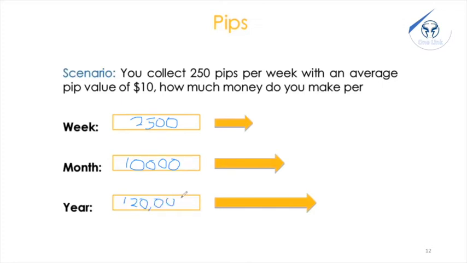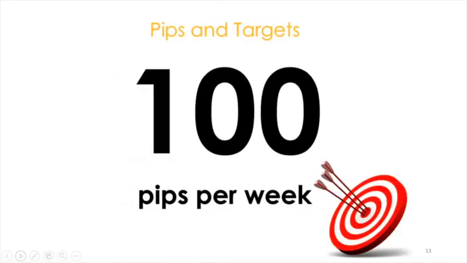This is called a basic calculation. Let me go to the next screen. Pips and target. So how much do you need to target per week? 100 pips. Okay, so try to focus.